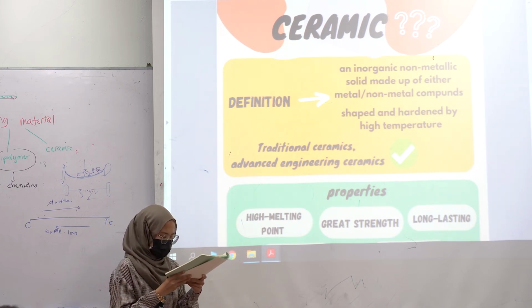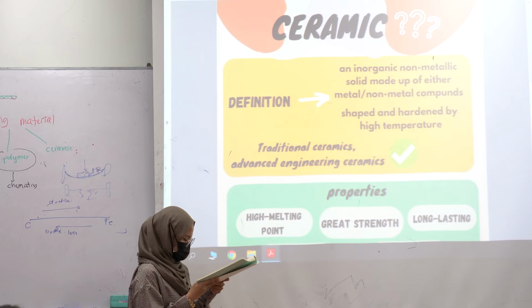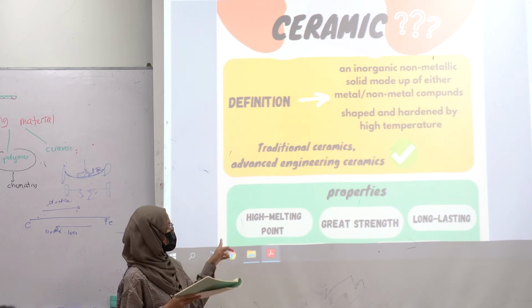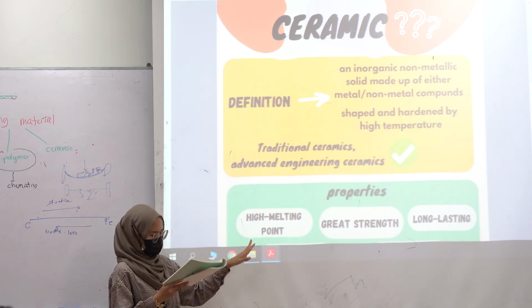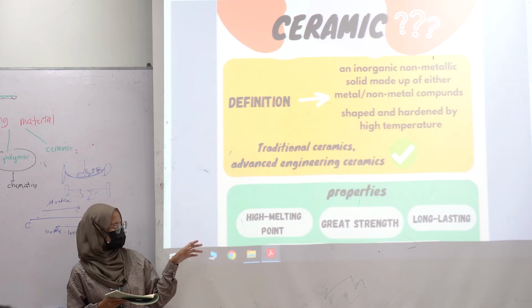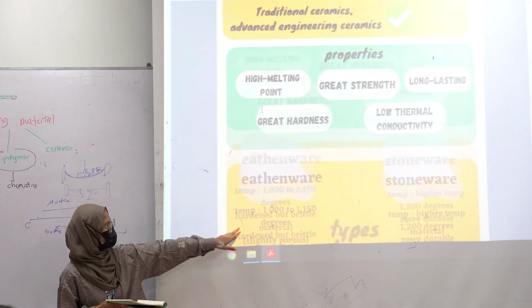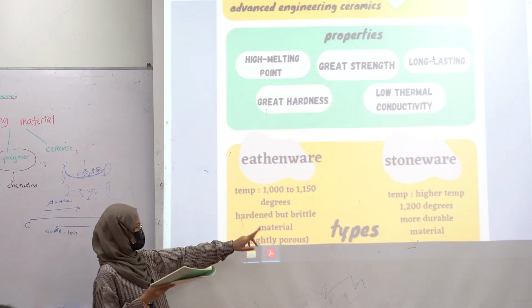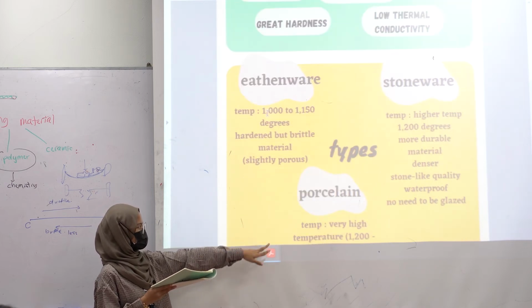Okay, so the major types of pottery or traditional ceramics are described as earthenware, stoneware, and also porcelain.